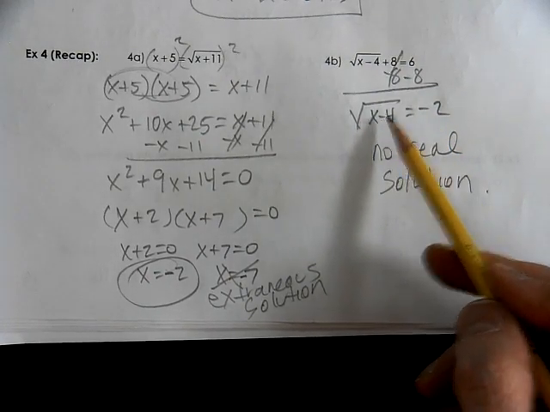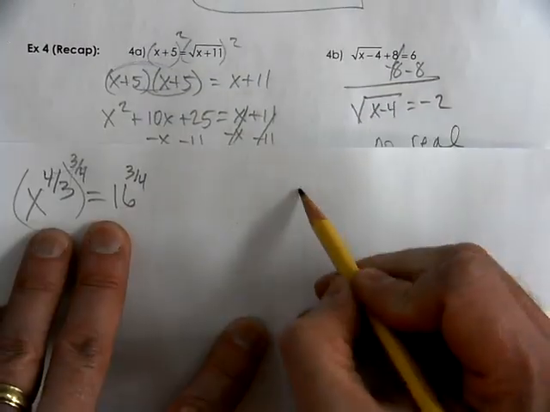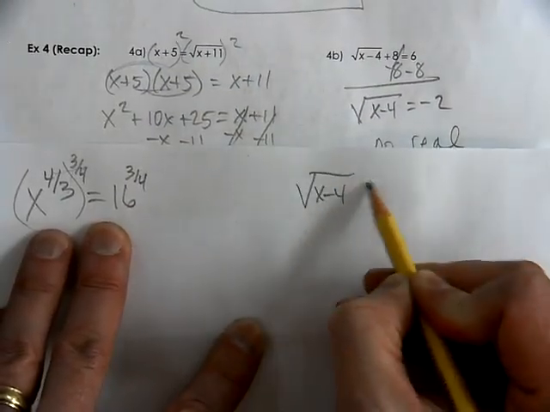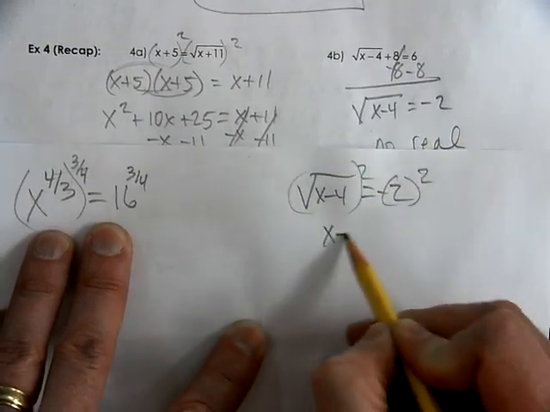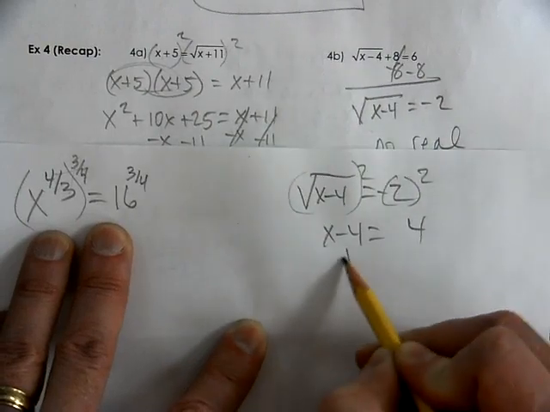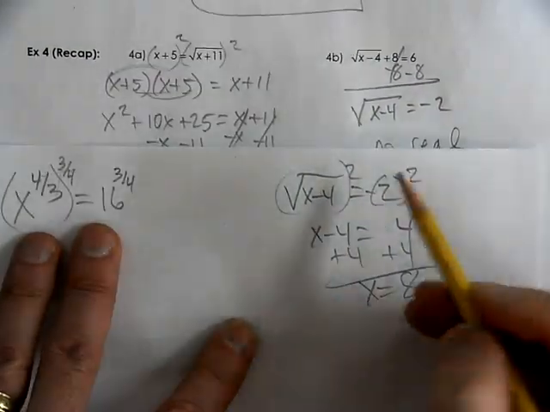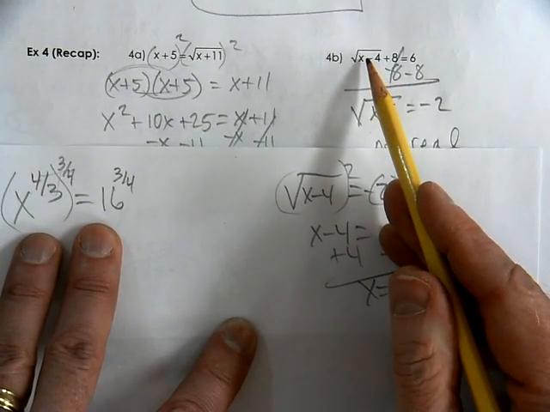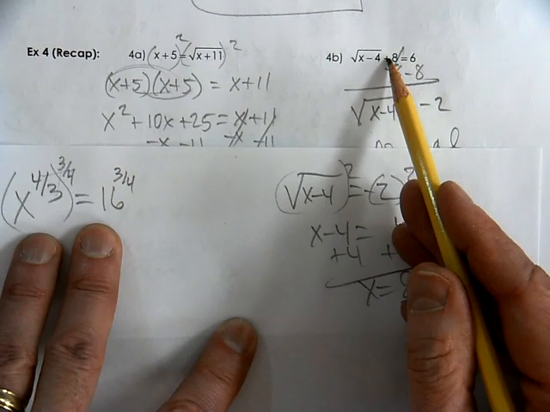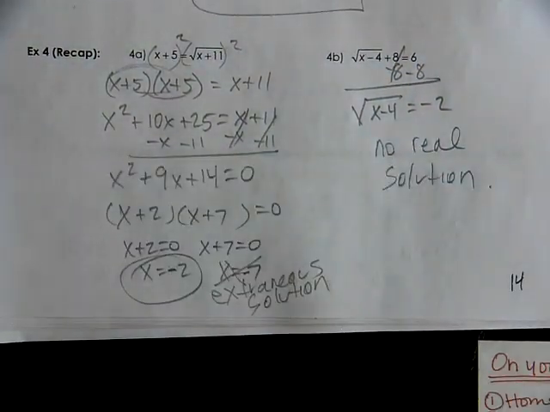If you go ahead and try to solve this anyway, you'll come up with an answer. X minus 4 equals -2. You'll square that. You'll get x minus 4 equals 4. You'll get 8. And when you plug in 8, square root of 4 is 2, plus 8 gives you 10. Doesn't give you 6. Good job.